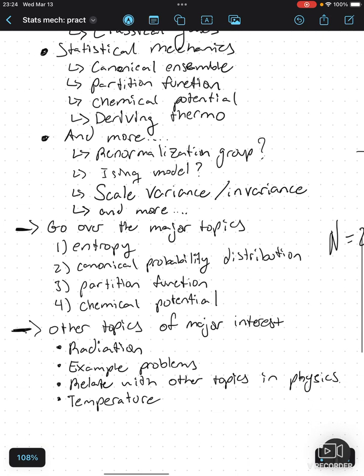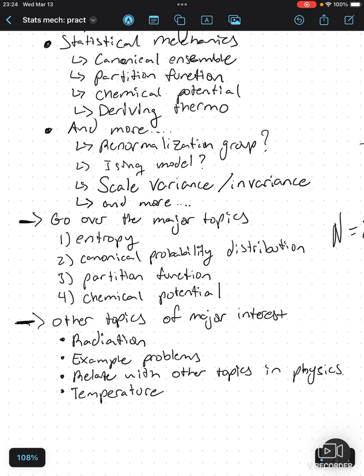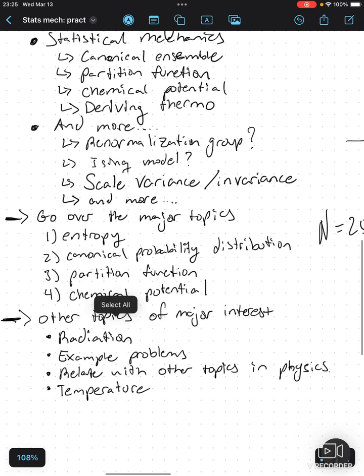Some of the topics of major interest would be radiation and temperature. I particularly enjoy radiation, so I will probably do a bit on that. I will probably move about throughout the topic quite a bit and go into different areas. I'm going to try to stay relatively on track, but it will be more so on interest, what seems to be interesting, and just what seems fun, I guess. Some other areas will be example problems. That's probably always useful for everyone, and to relate with other topics in physics.